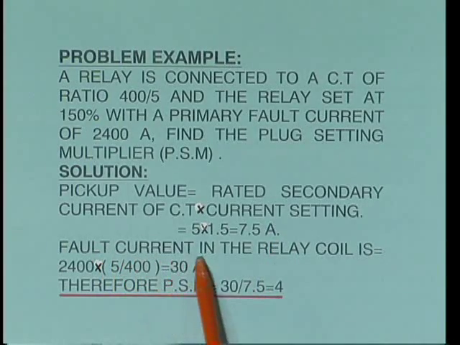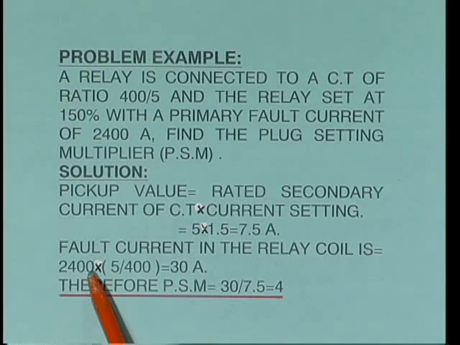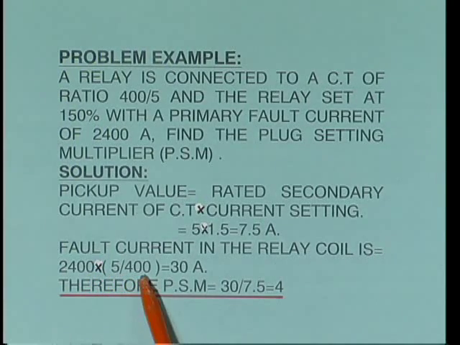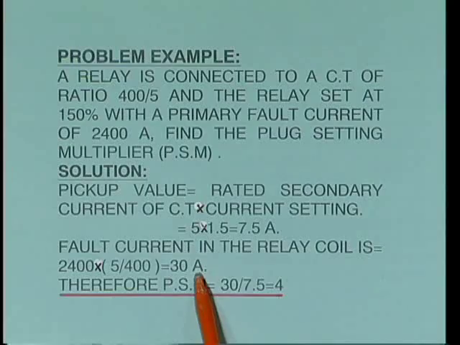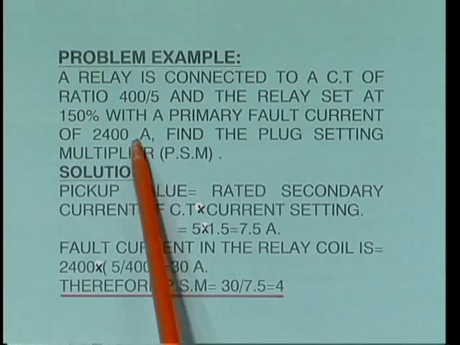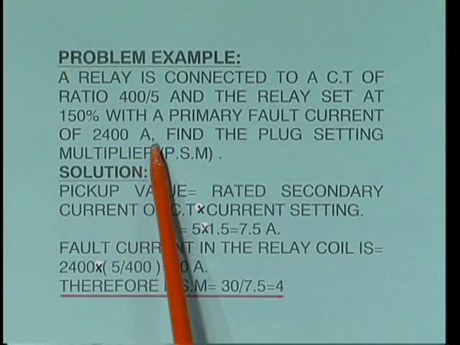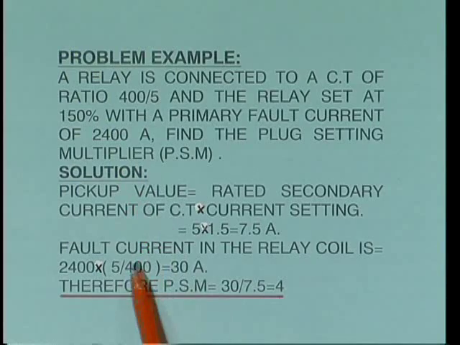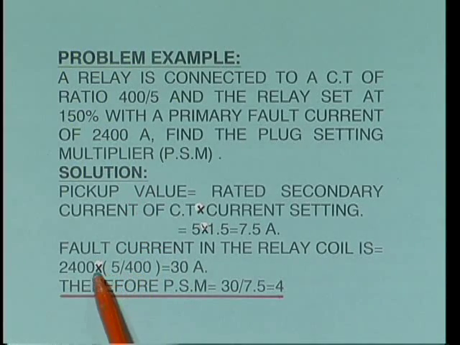Then the fault current in the relay coil is 2400 into 5/400, that is equal to 30 amperes. So this is the fault current of the primary winding of the CT, and we must change this fault current to the secondary winding. In this way we take the transformation ratio and convert the primary fault current into secondary current, which is 30 amperes. This is because the relay coil is connected to the secondary of the CT. That's why we take it in terms of secondary current, that is 30 amperes.